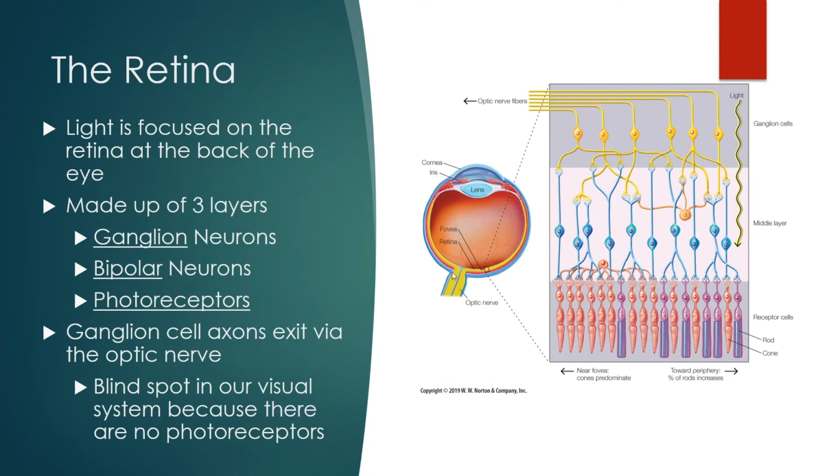So this spot where they leave is the optic nerve, and when you're getting an eye exam, they call it the optic disc. There's this big circle in the back of the eye. It's a blind spot. There are no photoreceptors in that part of the eye.